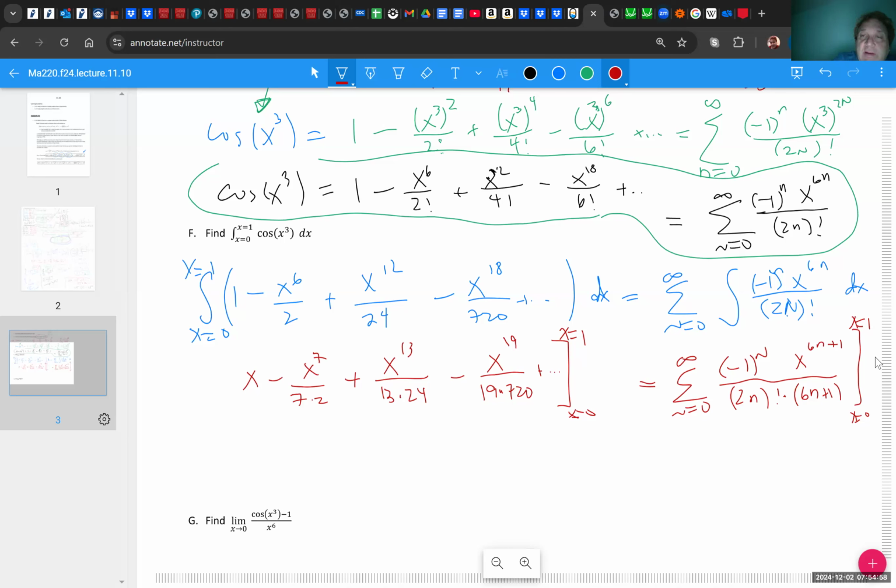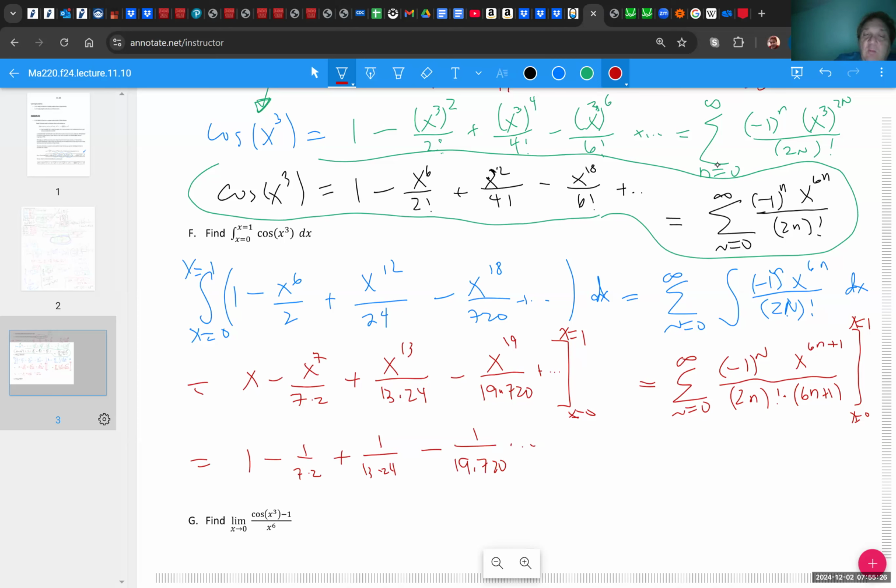If I plug in 1, what do I get? I get 1 minus 1 to the 7th is 1. So 1 over, I'm still going to write this as 7 times 2. I know it's 14, but I don't want to do all the other numbers, so I'll just leave them unmultiplied. This is 1 to the 13th, which is 1 over 13 times 24. This is 1 over 19 times 720, etc.